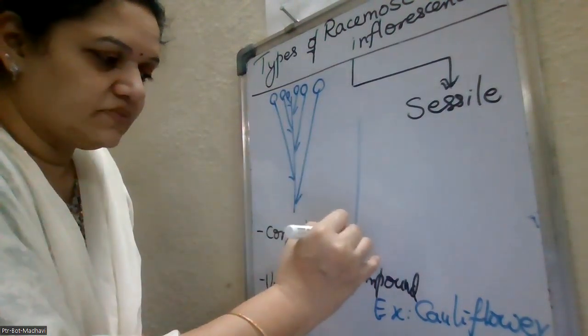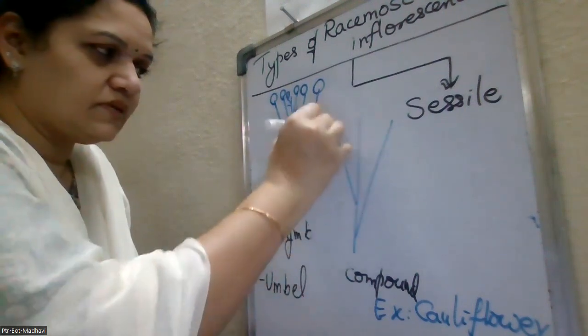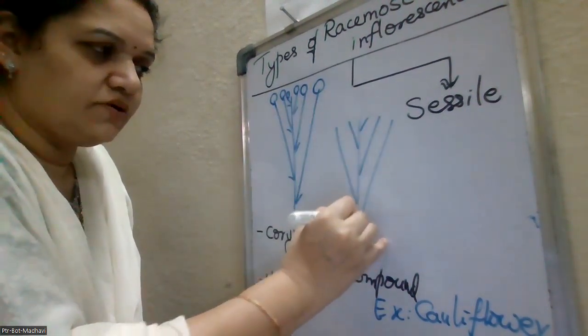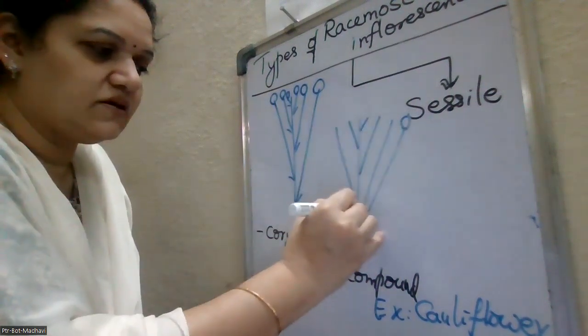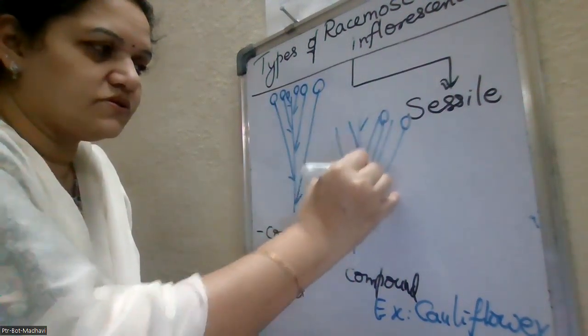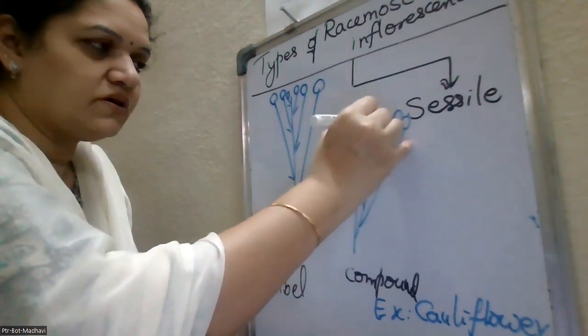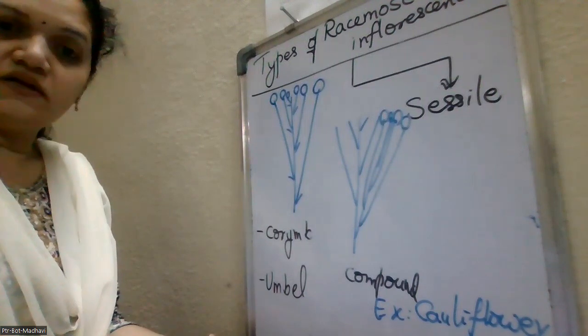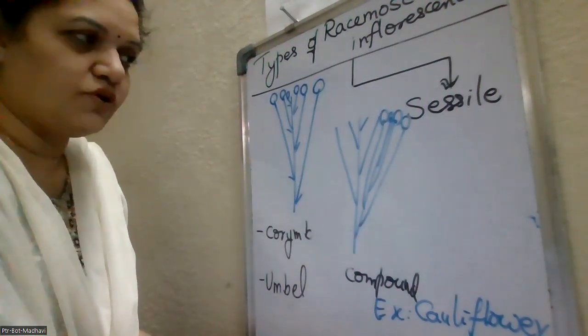Compound corymb, and on this again the flowers are corymb. Like this. So that will be the one what we are saying for the corymb.